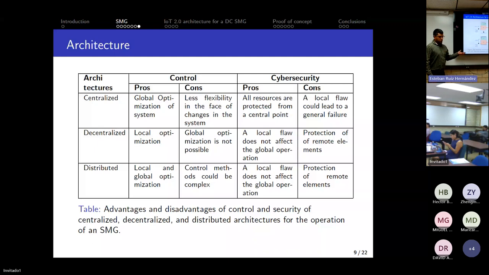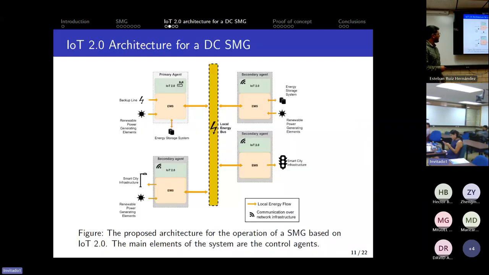this is the architecture proposed for this system. As you can see in these figures, the elements are in each node. This is an architecture based on control agents. We have two types of agents, the primary and the secondary. The primary agent is the one that connects to the communication infrastructure. It's the only difference from the secondary ones. So each node could be connected to a load, energy generators, or batteries. And each node could function independently of the rest, and they could also work together.